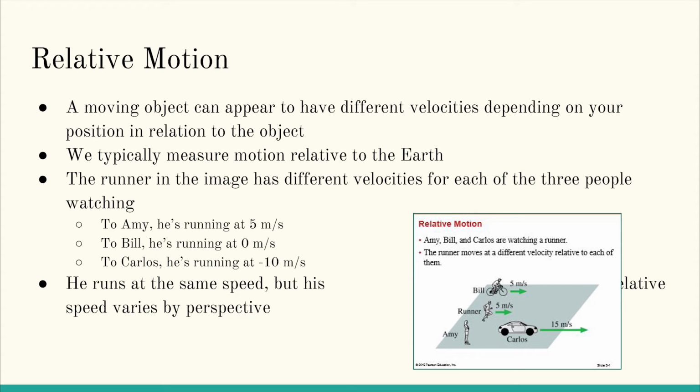Because Amy is standing still, the runner appears to be moving at 5 meters per second. But because Bill is biking at the same velocity, the runner appears to be at a stationary 0 meters per second. Carlos moves at 15 meters per second, 10 meters per second faster than the runner. So to Carlos, the runner runs at minus 10 meters per second. In actuality, the runner runs at the same speed, but his relative speed changes by perspective. This holds true for all objects. Relative motion is often applied in problems with animals flying against wind or boats moving against the current.